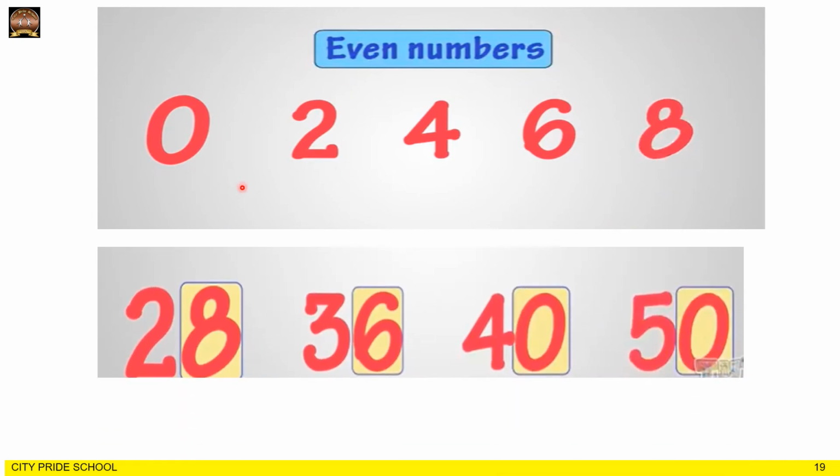Now children, remember 0, 2, 4, 6, 8 are the even numbers. Okay, the numbers which can be paired are the even numbers. Now here if I write 28, 36, 40 and 50, you should always see the last number. So the last number here is 8, then here is 6, here is 0, again here is 0. So all these numbers are even numbers.